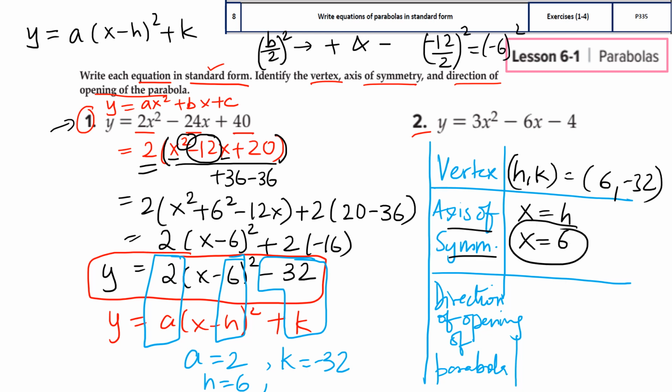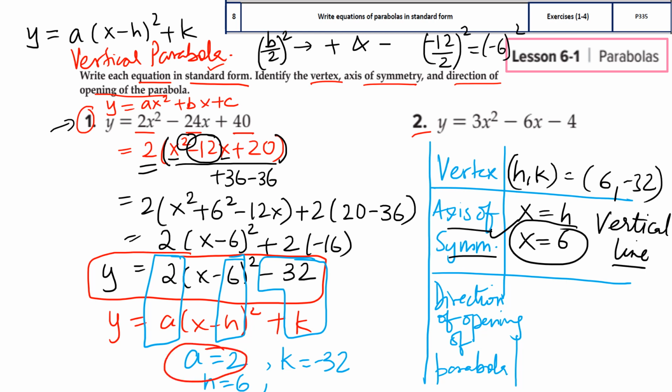Now mind you, x equal to 6 passes through the point 6 comma 0 on the x-axis, so this is going to be a vertical line. So if the vertical axis of symmetry is there, definitely the parabola that you get is a vertical parabola. Okay, last thing, direction of opening. So direction of opening is decided by the sign of a. a is equal to 2, positive. So which direction will it open? It's a vertical parabola, so up or down. Because a is positive, it opens upward. So that completes answer 1.